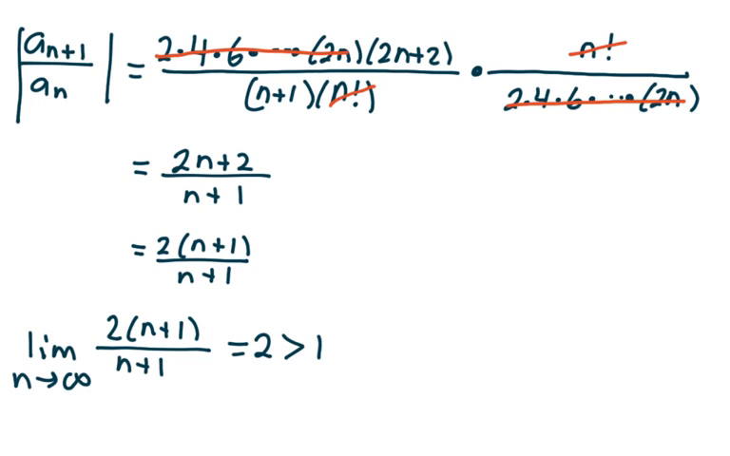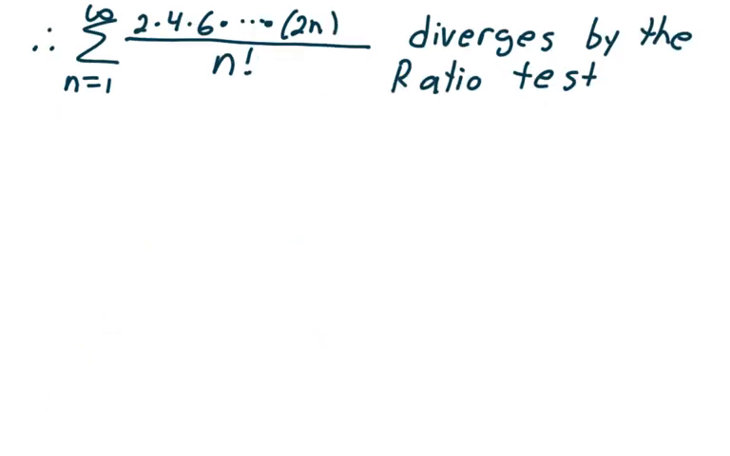When we look at the ratio, right? In other words, when we look at the ratio of a sub n plus 1 over a sub n in absolute values, we get 2 times n plus 1 over n plus 1. Well, when we look at the limit as n goes to infinity of that ratio, we get 2, which is bigger than 1. It's a nice question. And so that says the summation from n equal 1 to infinity of 2 times 4 times 6 all the way up to 2n, all divided by n factorial, that's going to diverge by the ratio test.